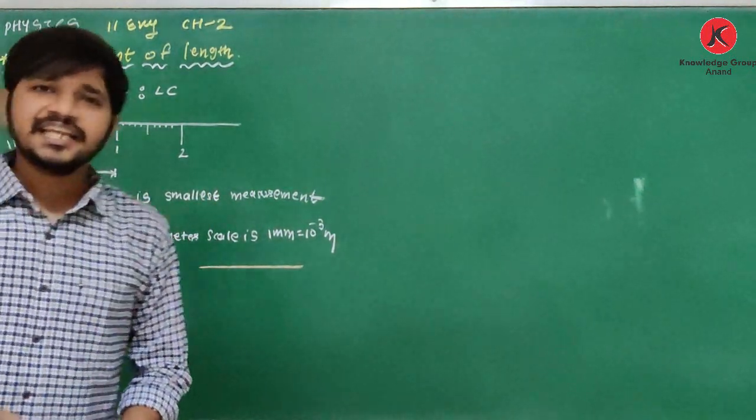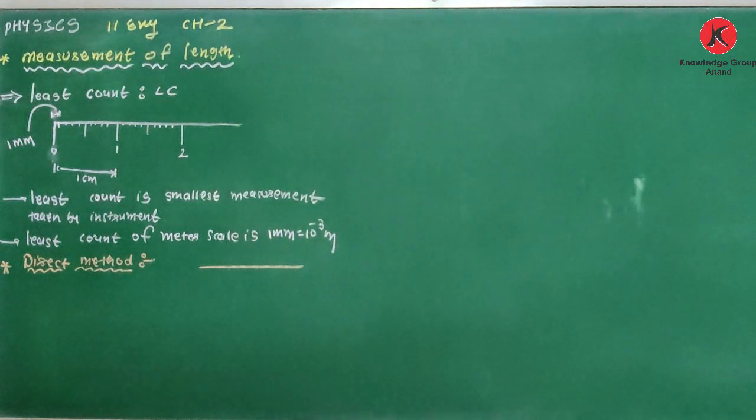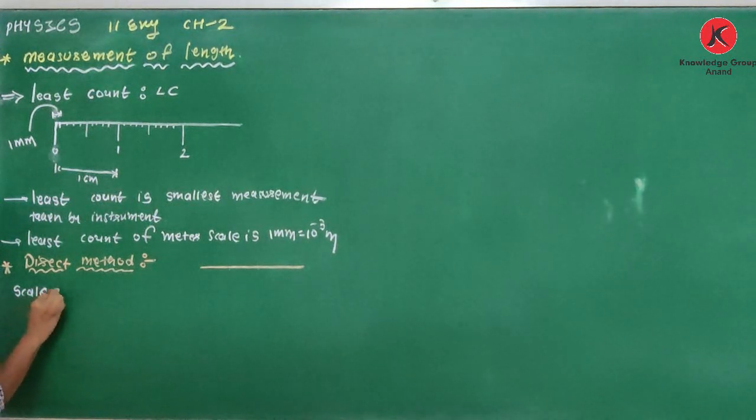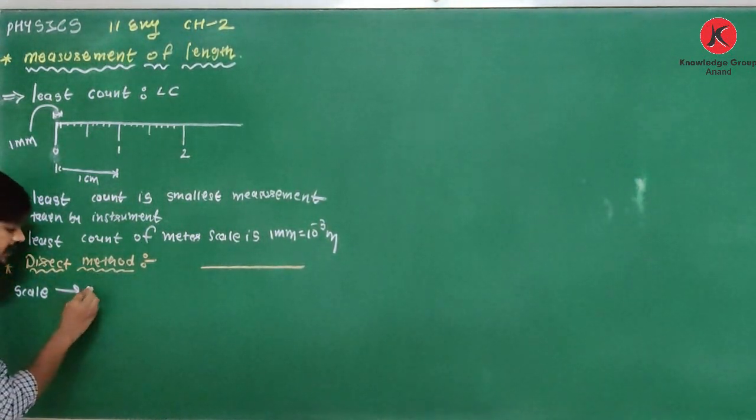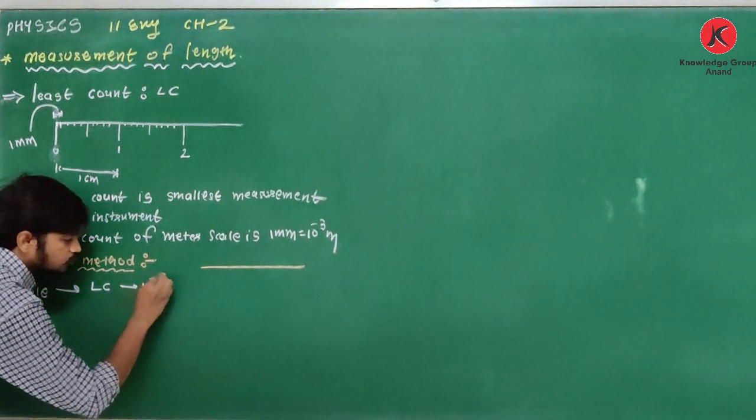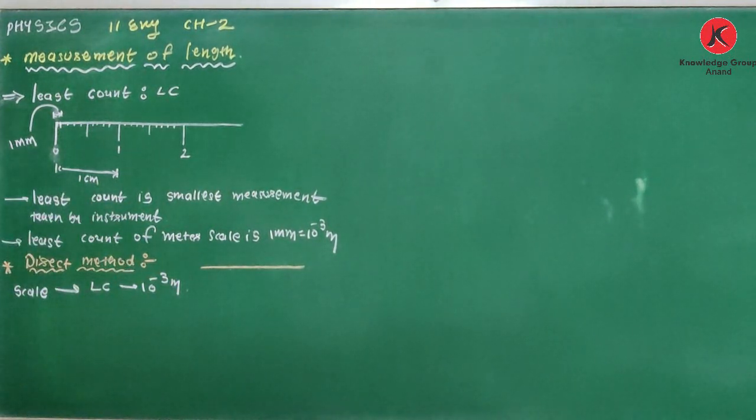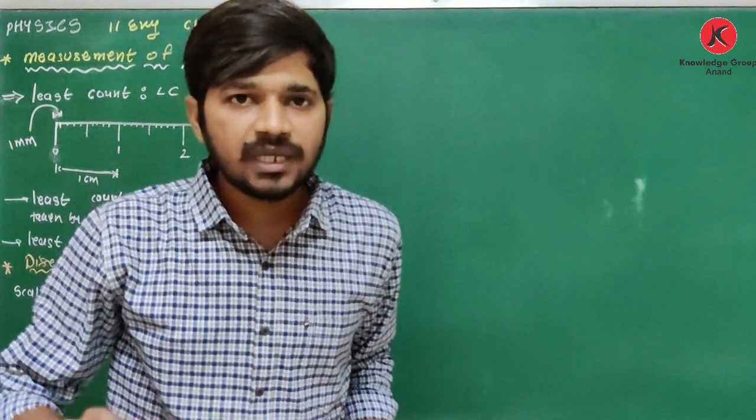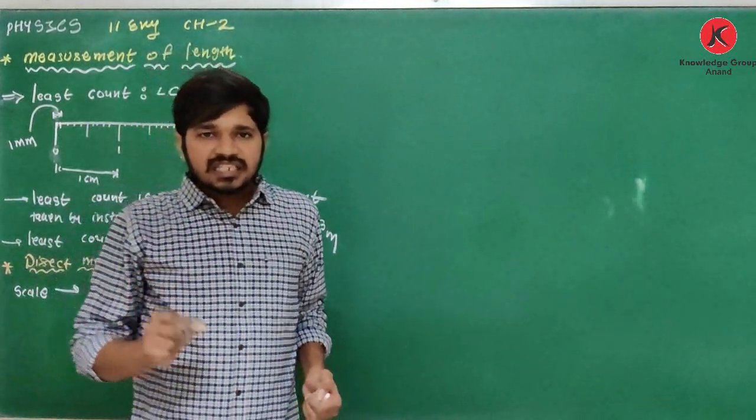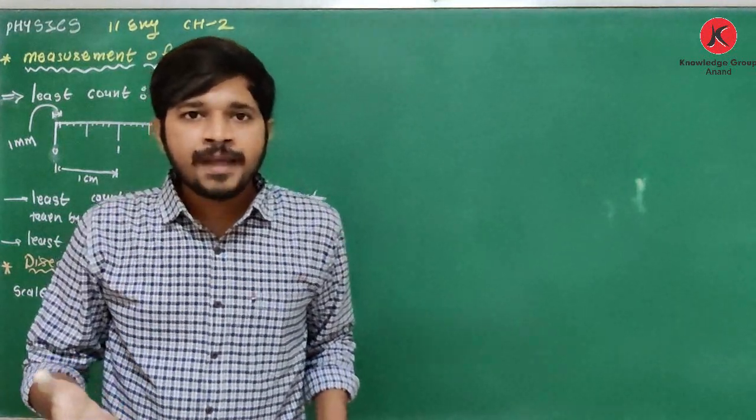In the direct method, which instruments are used? First, the scale, a meter scale, which can measure up to a distance of 10 raised to minus 3 meter. Its least count is 10 raised to minus 3 meter. So the minimum distance measured by a meter scale is 10 raised to minus 3 meter. But if I want to measure a length less than 10 raised to minus 3 meter, then how to measure?